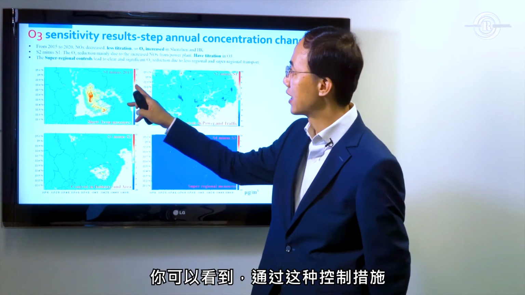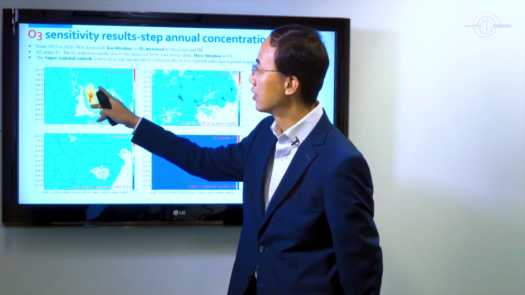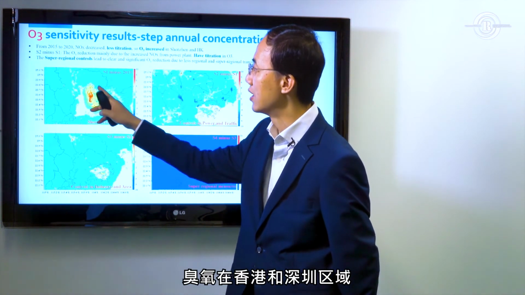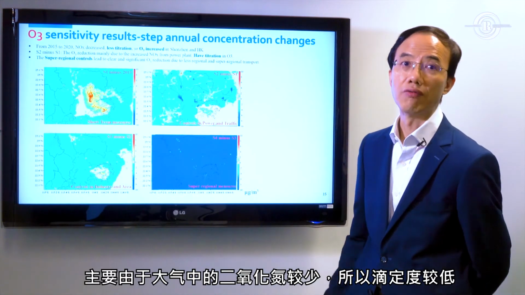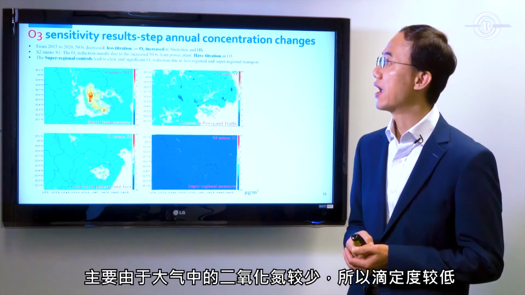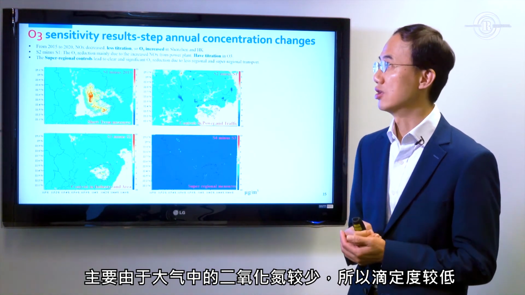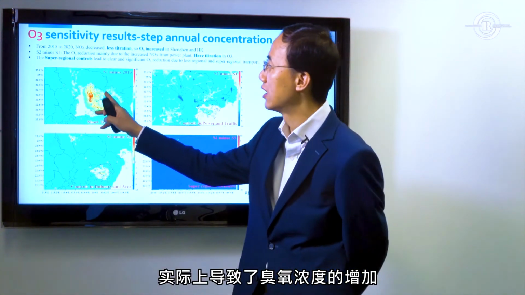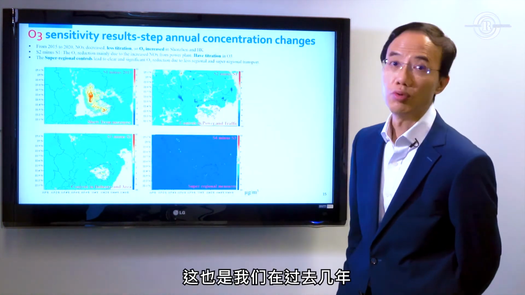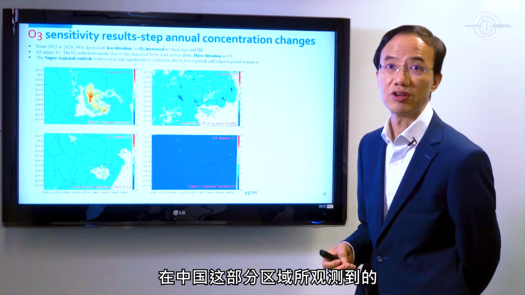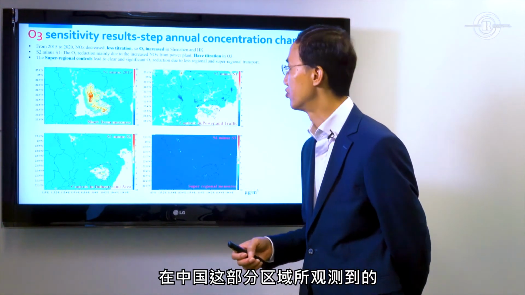So in fact, you can see with this control measure, the ozone actually has a little bit of increase over Hong Kong and the Shenzhen area because of the less NO2 in the atmosphere, less titration. As a result, you actually get an increase in ozone concentration, which is what we have been observing for the last few years in this part of China.